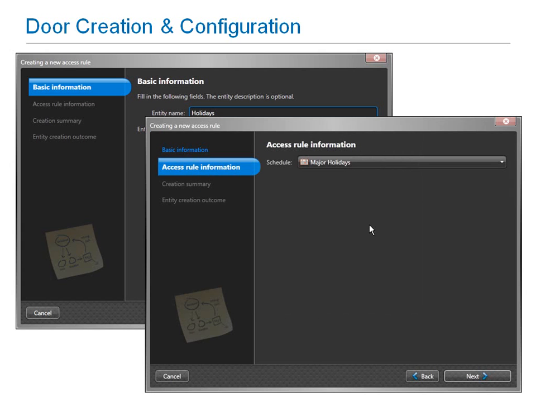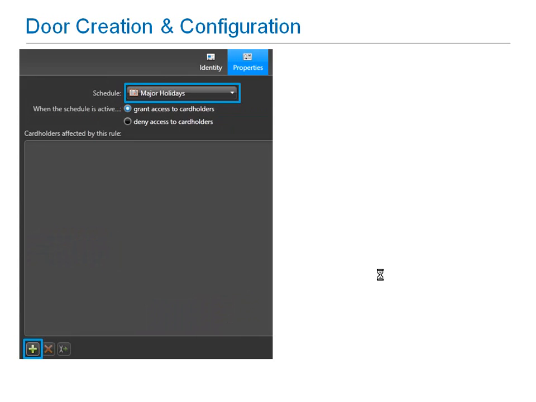Now under the access rule information, we need to choose an existing schedule, the when component of the access rule. If you don't have a schedule created yet, choose any schedule just to create the rule, and you can modify this later on from the access rule properties. Hit next to create it and you're done. So let's take a look at those properties right now.